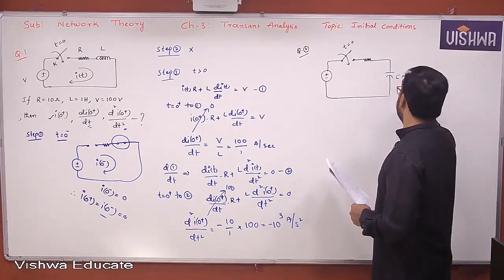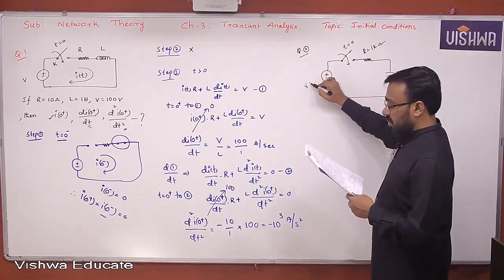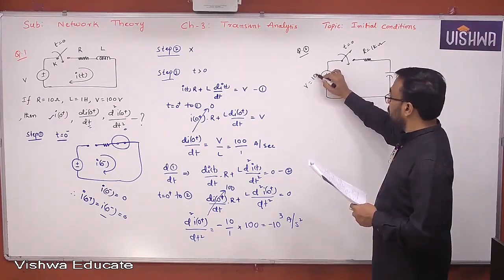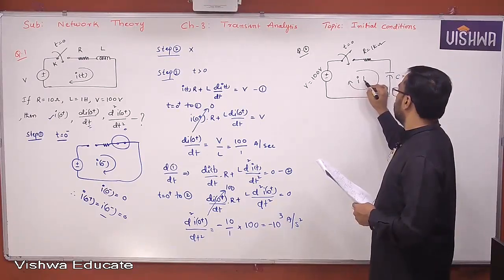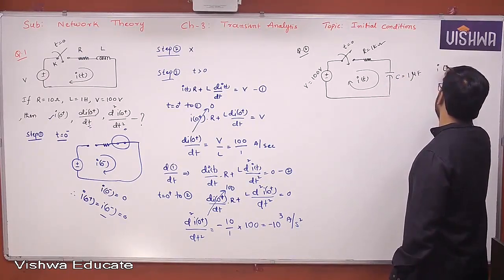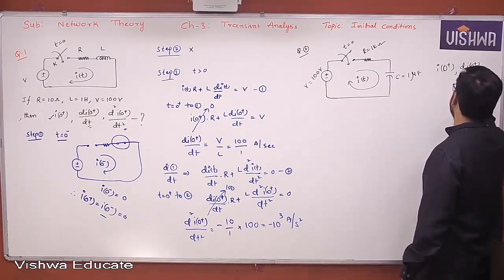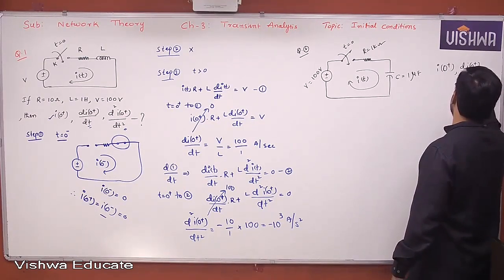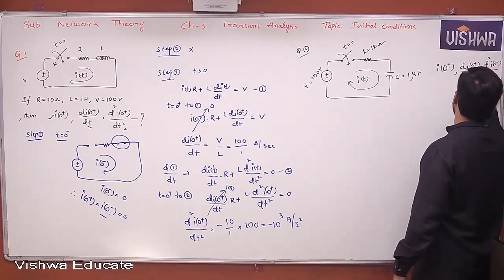C is equal to 1 microfarad. R is equal to 1 kilo ohm. Voltage V is equal to 100 volts. This is i of t. So you are expected to determine i of 0 plus, di of 0 plus by dt, d square i of 0 plus by dt square.